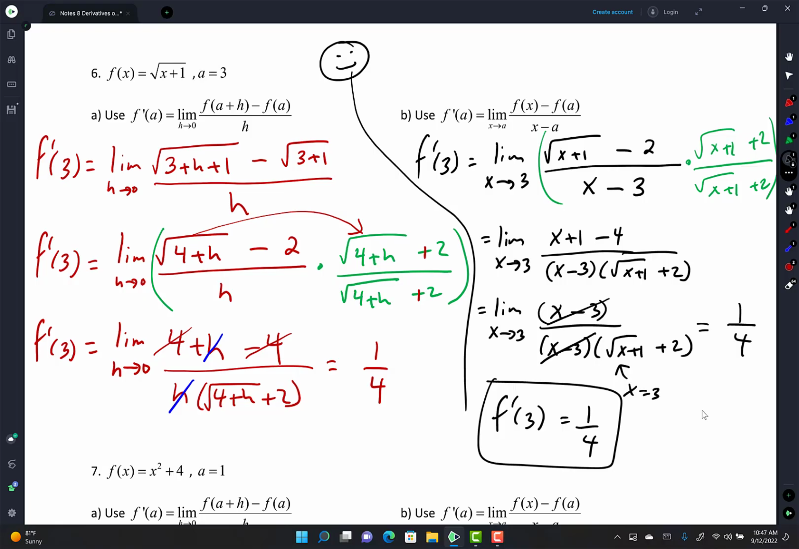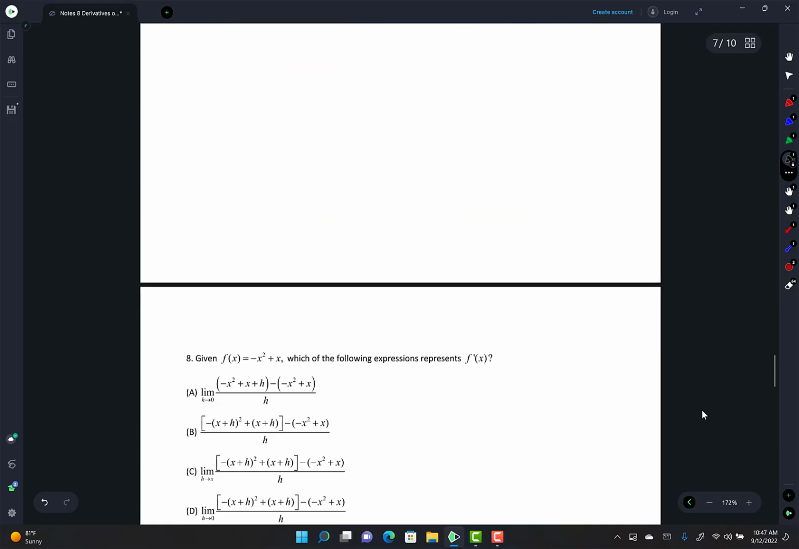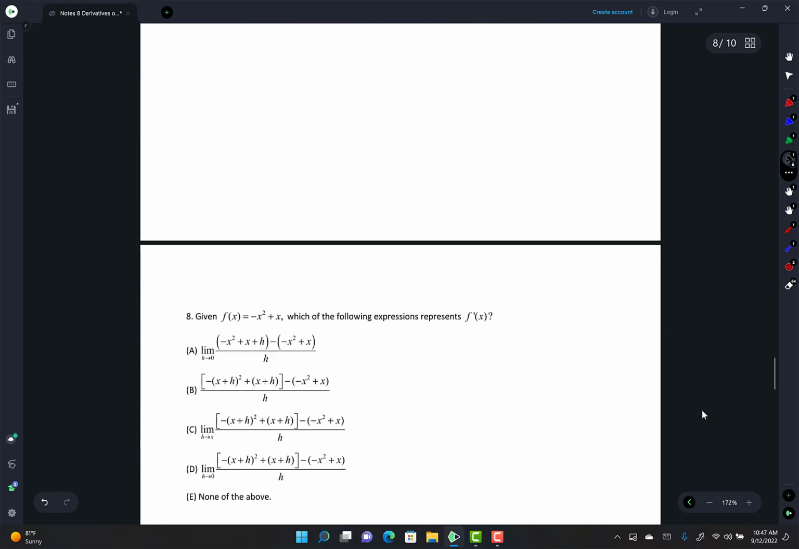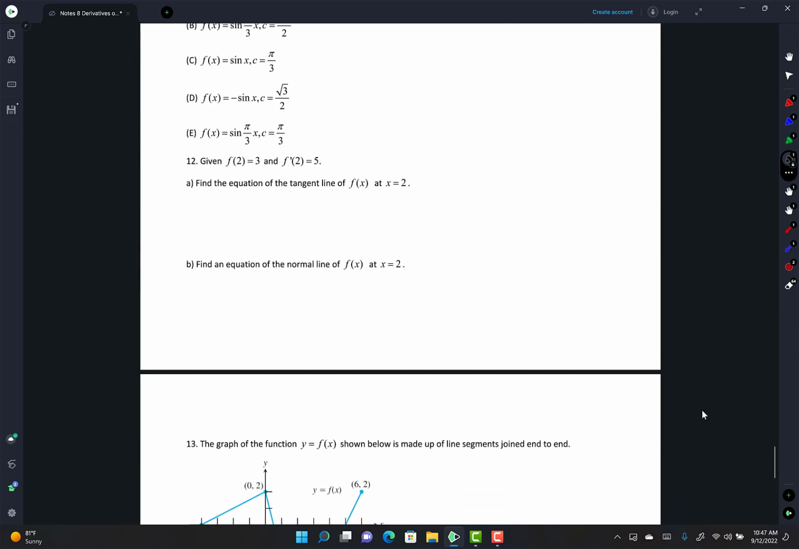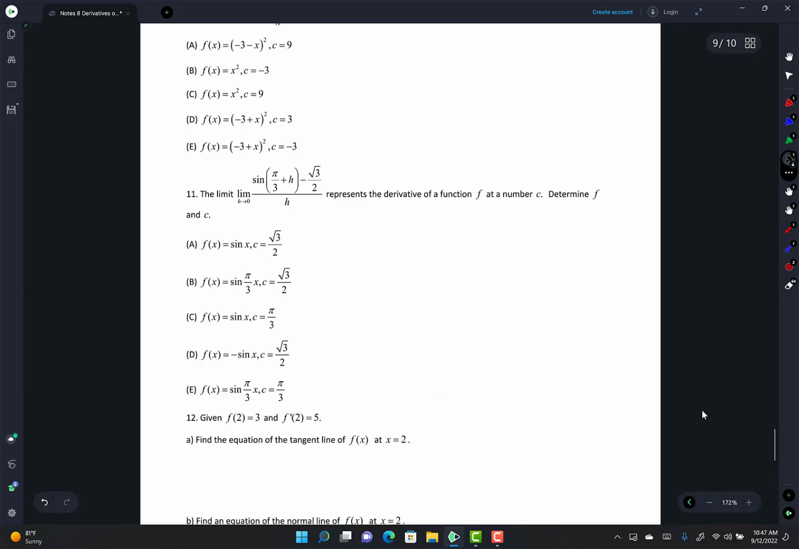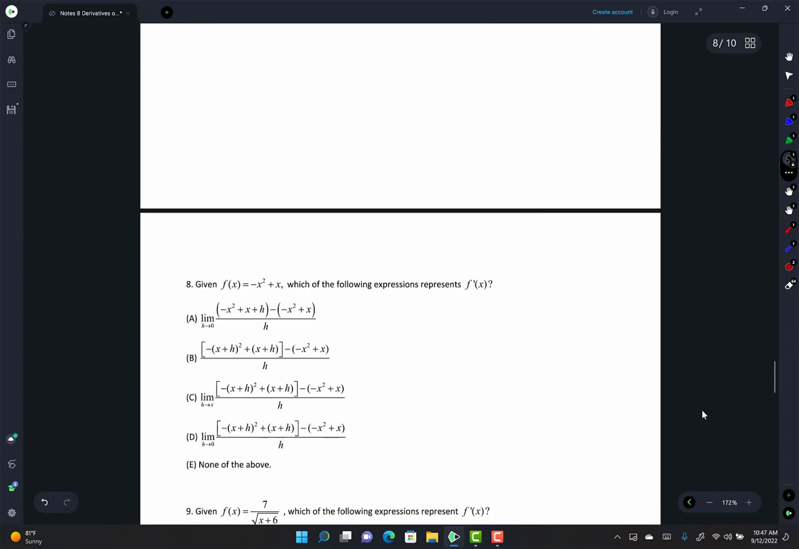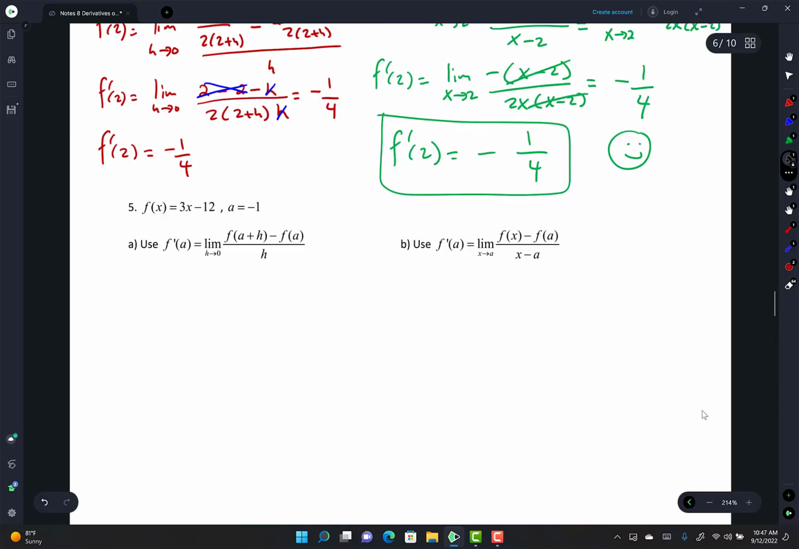Did we get the same answer? Yes. We're almost done, guys. 7 is the last one, and then the rest is non-computational. We skipped 5? Oh, yeah. We skipped 5 because it was a linear line.